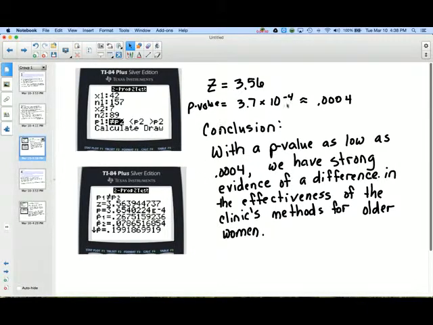So with that very low p-value, my conclusion, I said, was with a p-value as low as 0.0004, we have strong evidence of a difference in the effectiveness of the clinic's methods for older women.